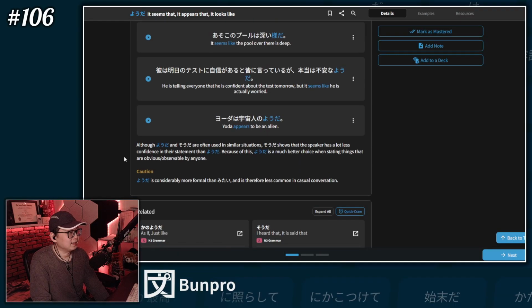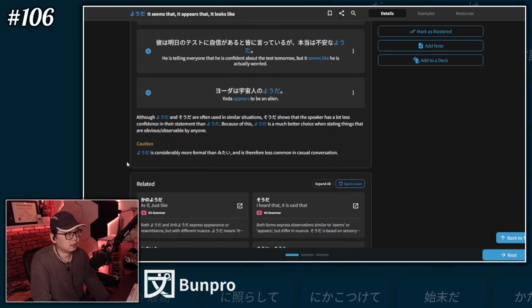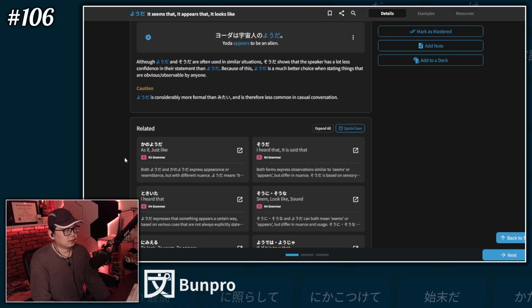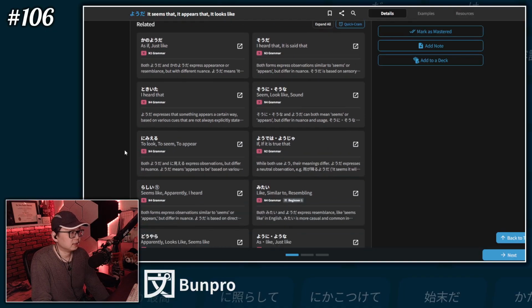That's pretty cheeky. Although yoda and souda are often used in similar situations, souda shows that it has a lot less confidence in the statement. Because of this, yoda is a much better choice when stating things that are obvious or observable, and mitai is as well, but mitai is casual, which is what they compared it to with souda. Yoda is considered more formal than mitai, and is therefore less common in casual conversation. Fair enough.